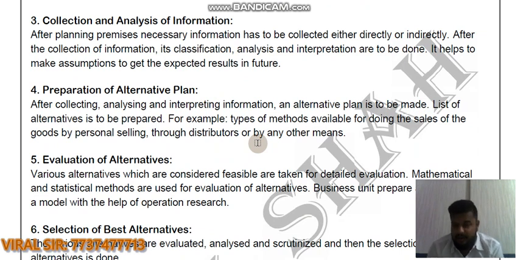Now, after the first step, we have set up the objectives. We now know what to assume and what to forecast, or we know what our range is. Then the third one is collection and analysis of information, meaning collecting the necessary information, either directly or indirectly. And after the collection of information is done, its classification into different types, analysis, and interpretation are to be done.